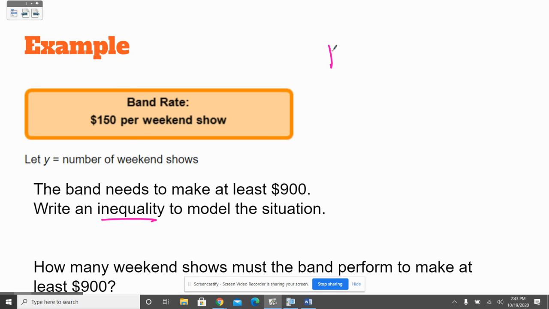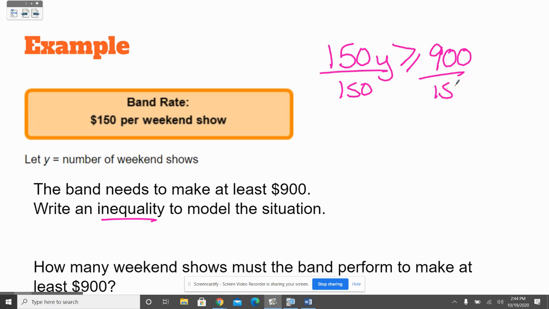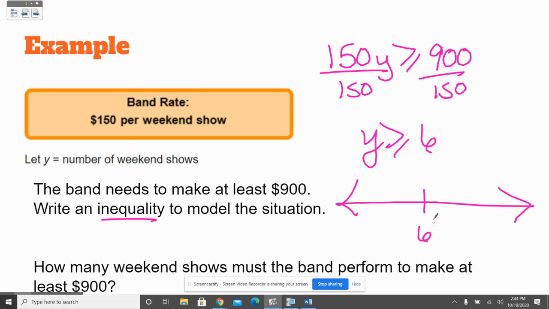So if you take 150 times the number of shows, they want that amount to be greater than or equal to 900. So 150 times the amount, they want this to be at least 900. So they want this to be greater than or equal to. And we did problems like this in chapter 1. You can divide by 150 and y would be greater than or equal to 900 divided by 150, which is 6. So y is greater than or equal to 6. And then we would graph this and we would put 6 on the number line in a solid dot and we would shade to the right.